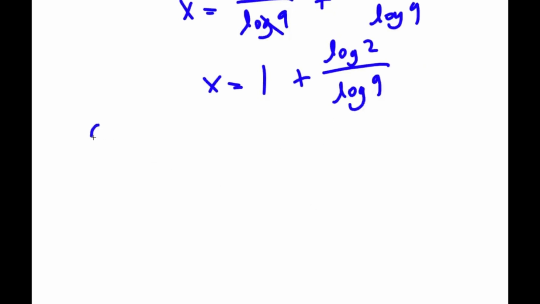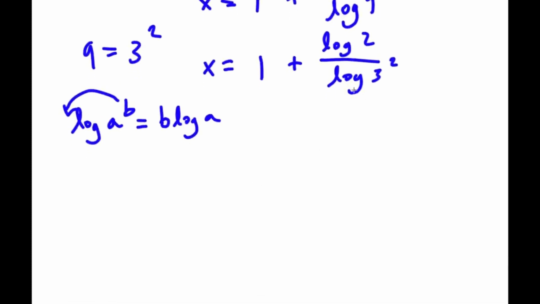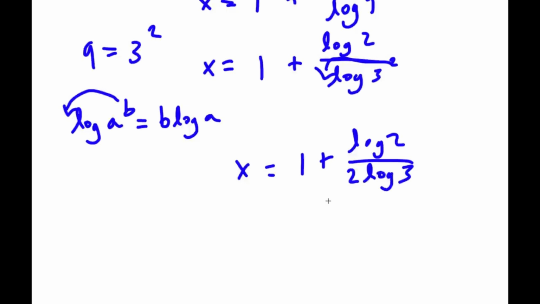Now, log 9, well, 9 is the same thing as 3 squared. So if I replace 9 with 3 squared, I get x is equal to 1 plus log 2 over log 3 squared. Now remember the property of logarithms that states that if we have something in the form log a to the power of b, we can move our exponent b to the front of the logarithm, so this would equal b times log a. So log 3 squared is going to equal, we move the 2 to the front of the logarithm, so we will have 2 times log 3. So now I have x is equal to 1 plus log 2 over 2 log 3.